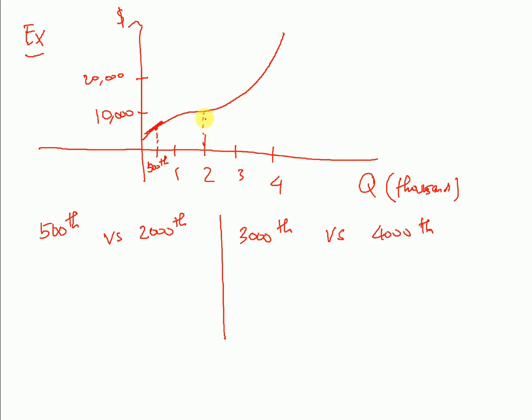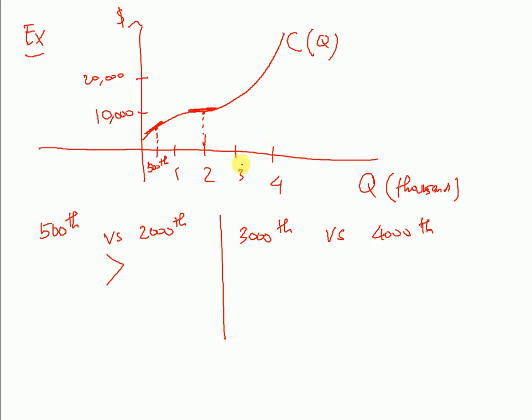We draw to this point here and draw the slope. You see this slope is steeper compared to this one. This one is almost horizontal, or zero, but this one is steeper. So we know that this function is the cost function. The cost for making the 500th product is much more than the cost for making the 2,000th product, because the slope at 500 is much higher compared to the slope at 2,000.